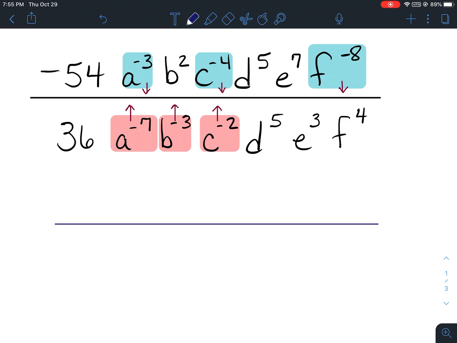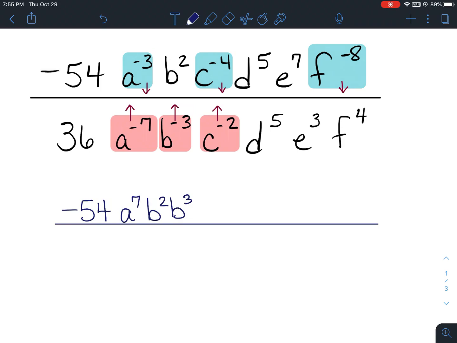All right, so the 54 will stay where it is. I'm not going to have a to the negative third, but this a to the negative 7 on the bottom will move to the top and become a to the 7th. b to the second stays where it is, so I'm going to write b to the second. But also, this will move to the numerator. So I'm also going to have a b to the third.